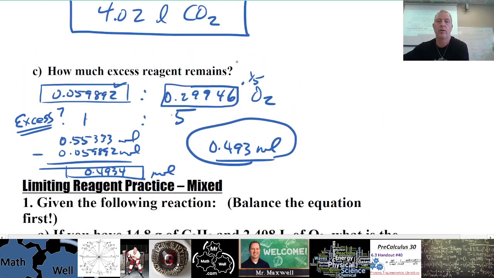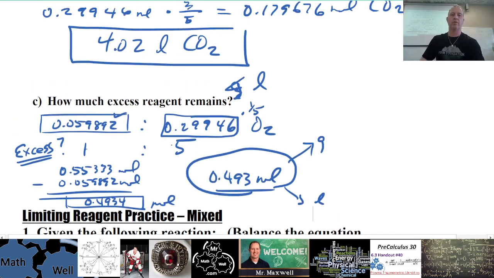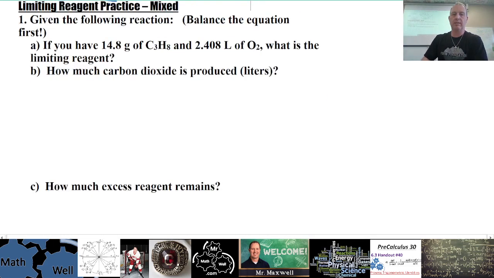If you're asked for grams, well, then you have to multiply by grams per mole of propane, that's C3H8. And if you're asked for liters of propane, because it's in a gas form probably, then that's easy. You multiply by 22.4 liters per mole. So there you go. You can go to grams if you want. You can go to liters if you want. Okay? So that's your example question for the first question on your limiting reagent practice assignment.